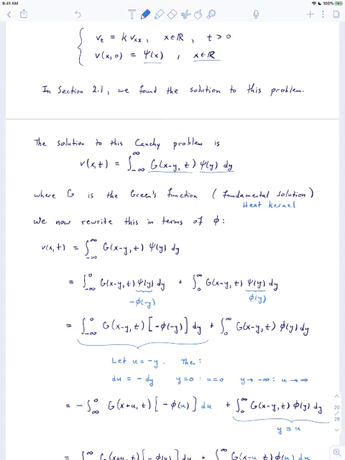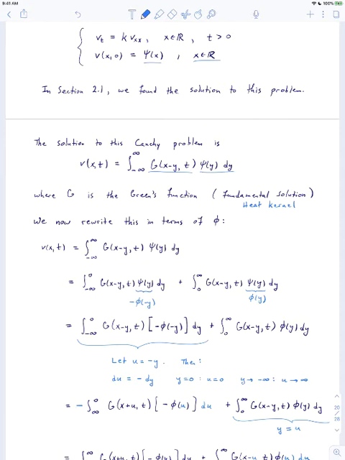Now notice it's written in terms of psi, which is not a surprise since that was our initial condition. However, we can rewrite this in terms of phi, just using some properties of integrals. So let's do that. We'll write it in terms of phi. Now in order to do that, it's necessary to rewrite this integral as an integral over the interval from 0 to infinity, because phi is not defined for negative numbers. So that's what we're going to do. So how does this work?